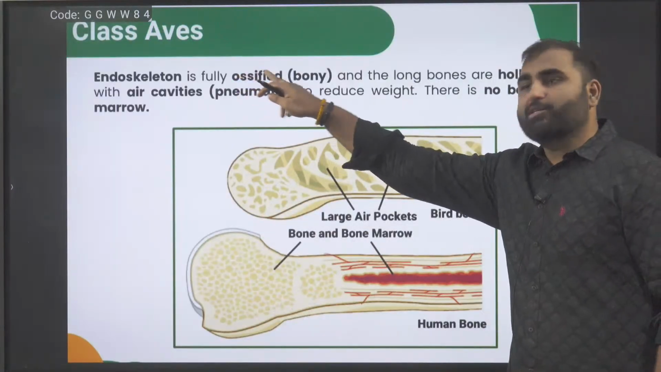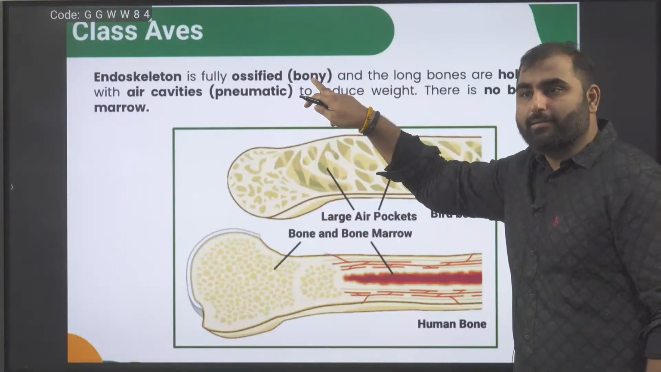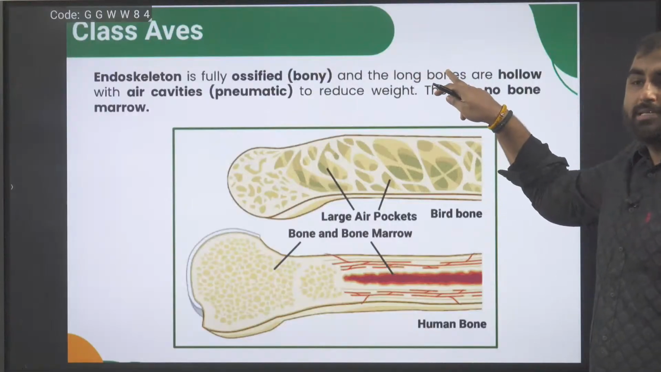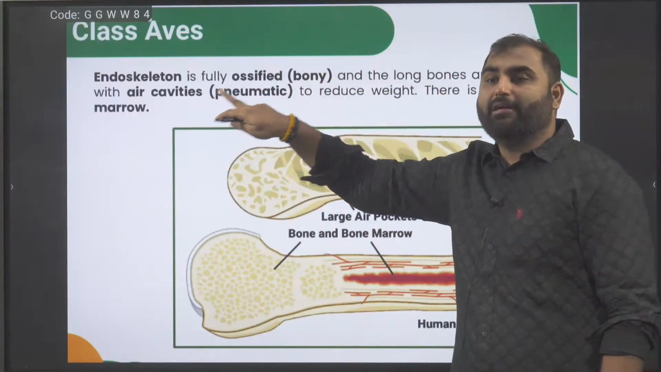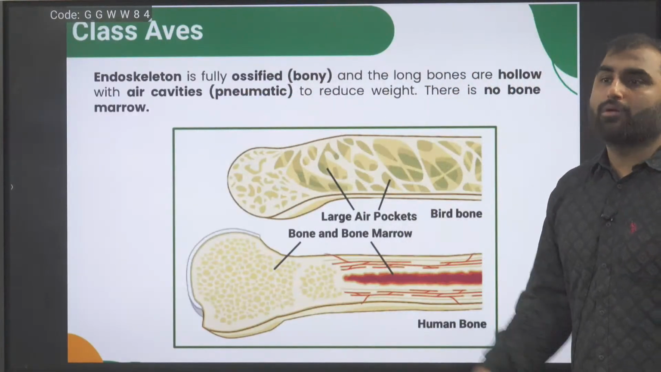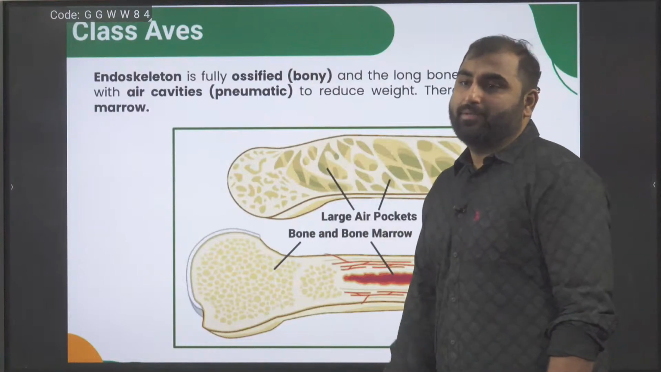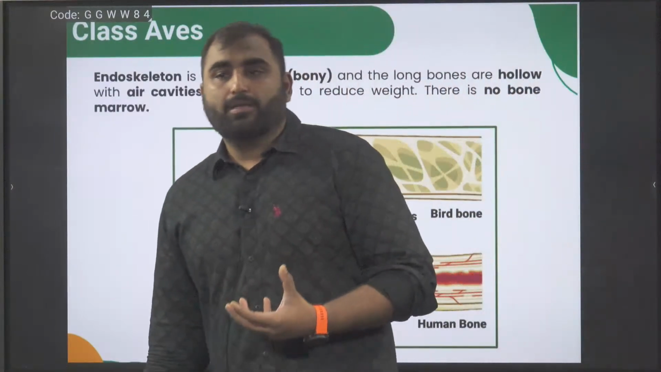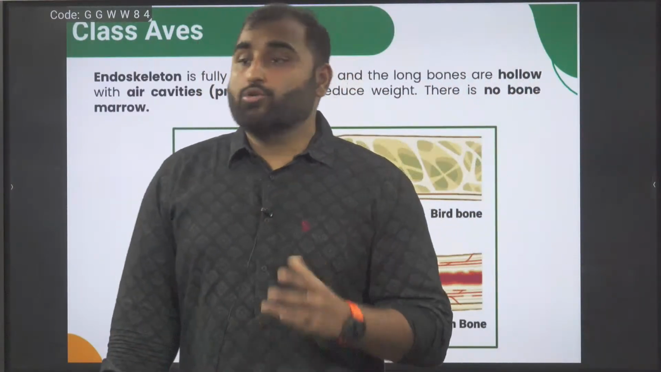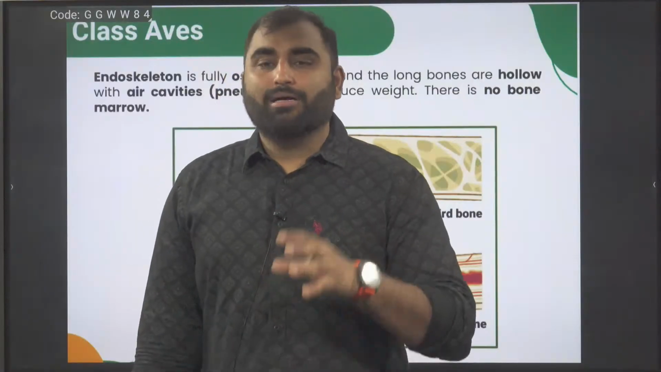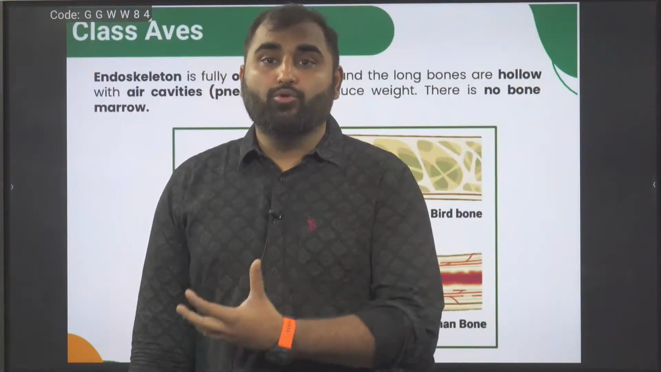So the endoskeleton is fully ossified, bony structure is there, long bones are present, but they are hollow from inside with air cavities, and that is called a pneumatic bone. That helps to reduce the weight. And there is no bone marrow. Bone marrow is basically present, but it is very less as compared to humans and others.